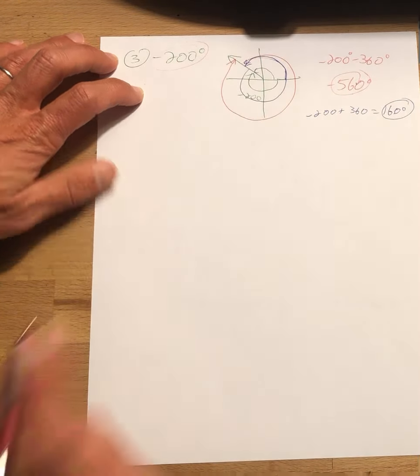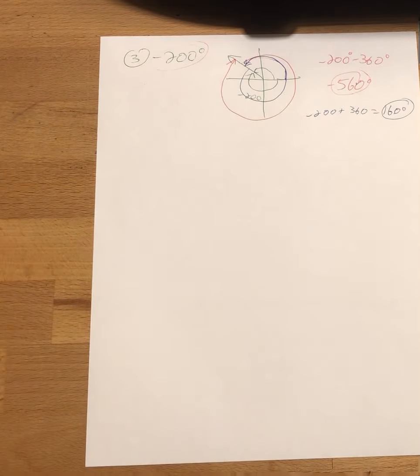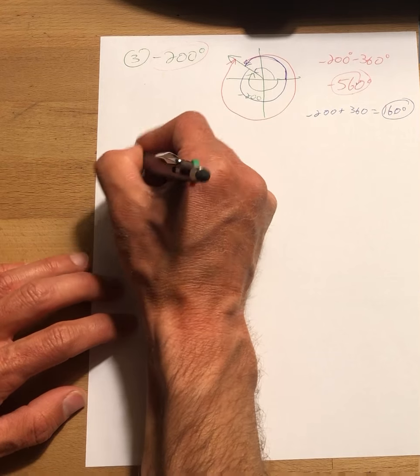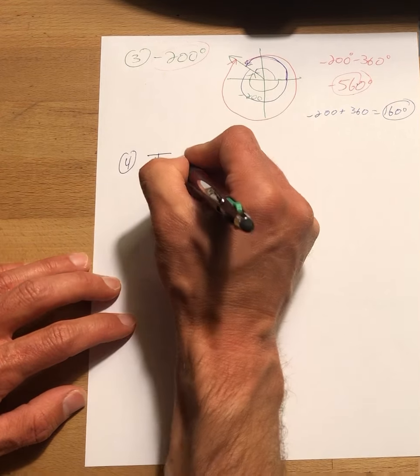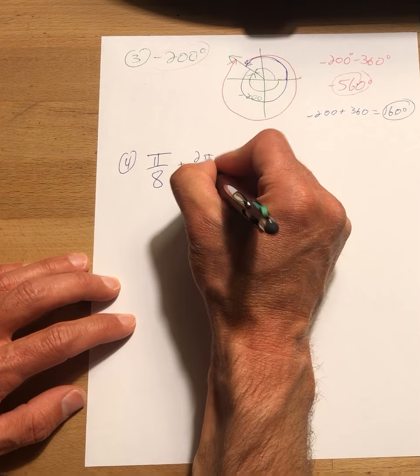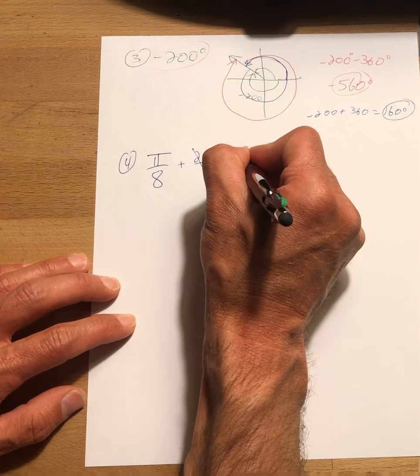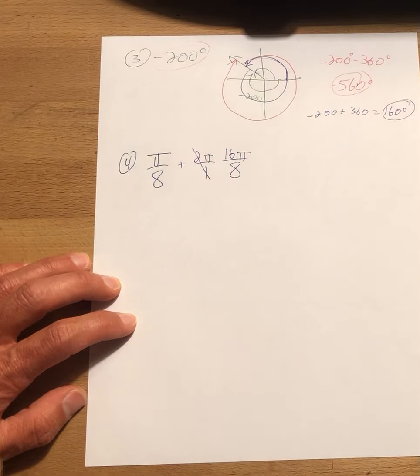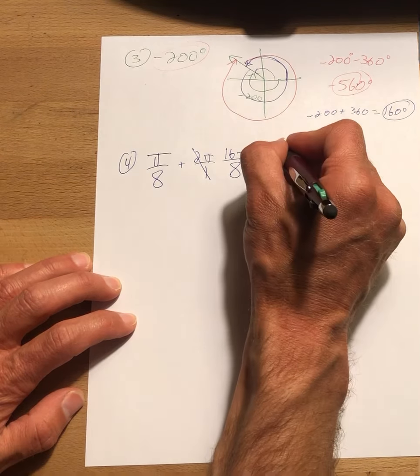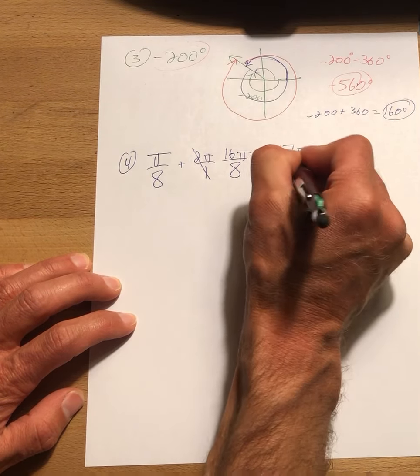Okay, let's try number 4 and number 5. Number 4, pi over 8 plus 2 pi over 1, which 2 pi over 1 is the same as 16 pi over 8. Same thing, because 16 divided by 8 is 2 pi. Anyways, my positive coterminal radian is 17 pi over 8.